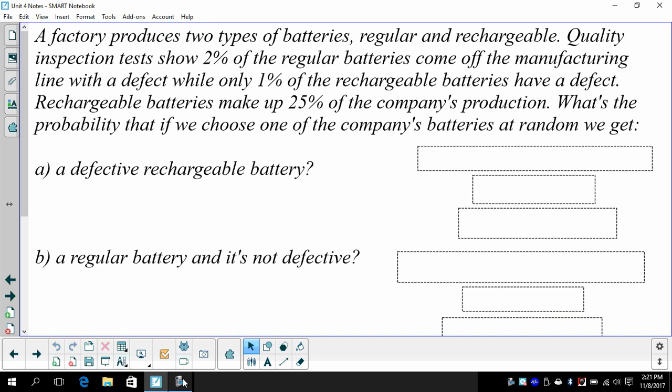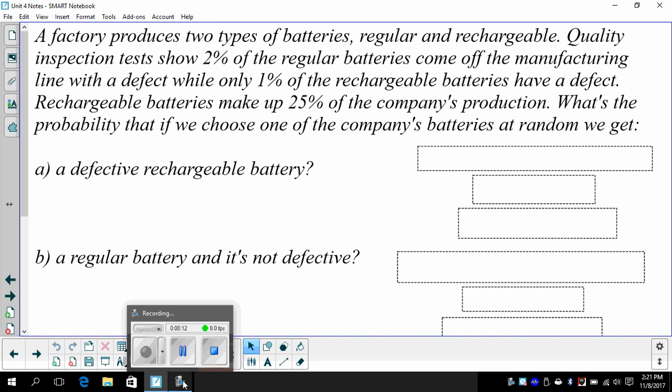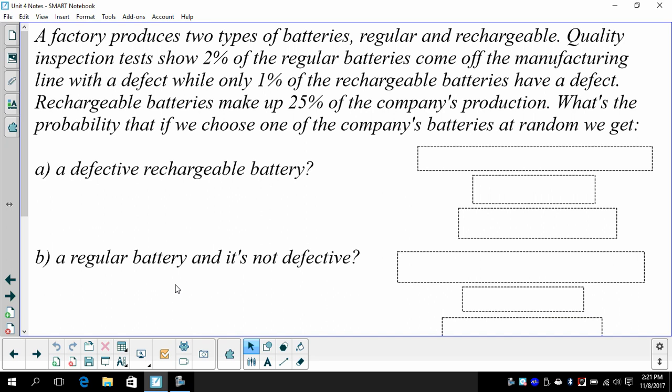So take a second to read this scenario. We have two different types of batteries manufactured here. We have regular batteries, and then we have the rechargeable type. It says that the company has 2% of their regular batteries defective and 1% of their rechargeable batteries will be defective. They also tell us that the rechargeable batteries make up 25% of the company's production. So what that means is that regular batteries make up 75%.